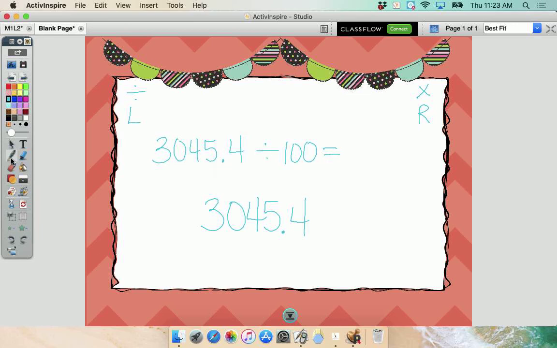So help me out, table 3. Which way do I move the decimal on this one? Left. How many for 100? 2. Still table 3 should be answering. You agree? So if you got 30.454, you did it correctly. Let's go. All right? I forgot to write the 4, that's it.